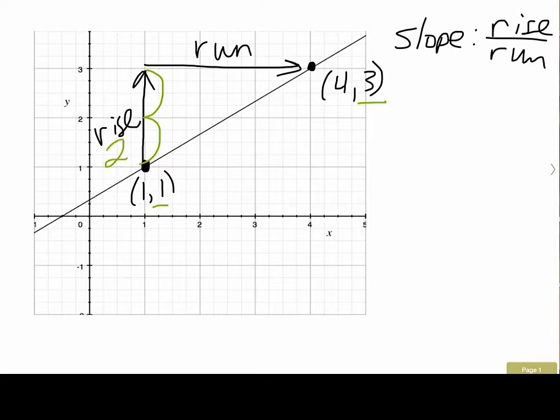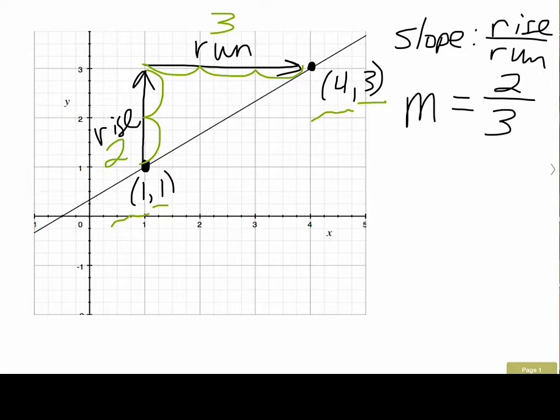And I've drawn that in green because it's a positive change. The run in going from 1 to 4 is again positive, and in this case it's 3. So the slope, being rise over run, is the ratio of 2 for the rise to 3, which is the run. So the slope is 2/3. We denote the slope using m for reasons that are beyond me.